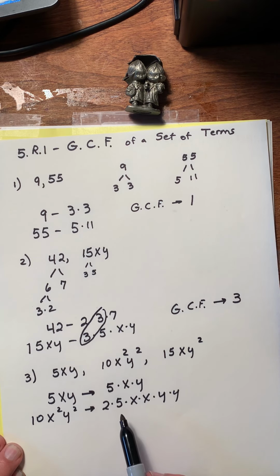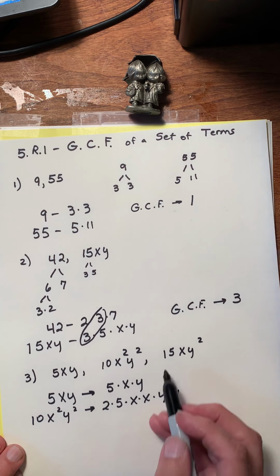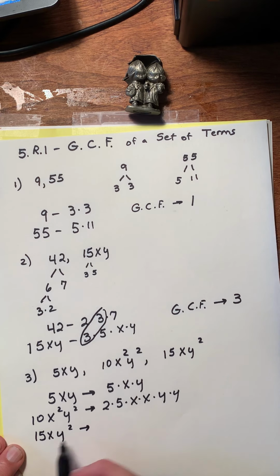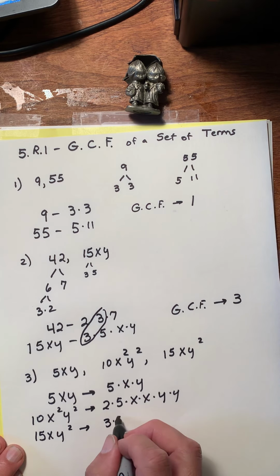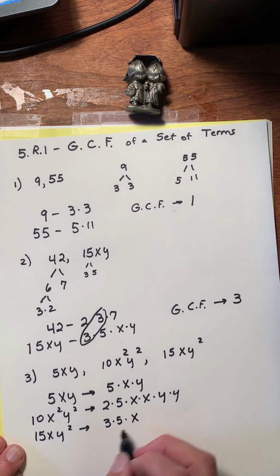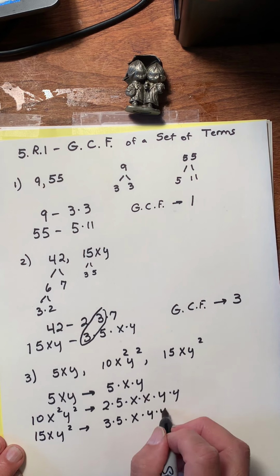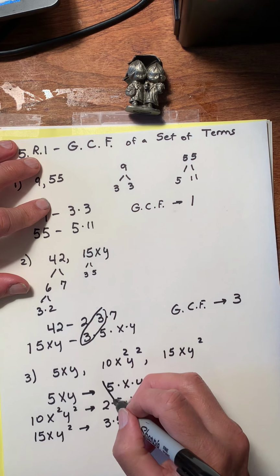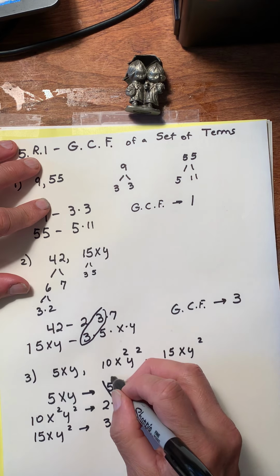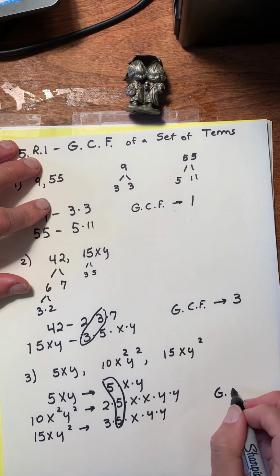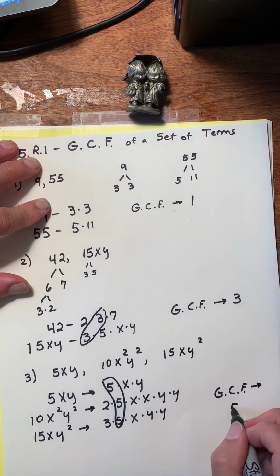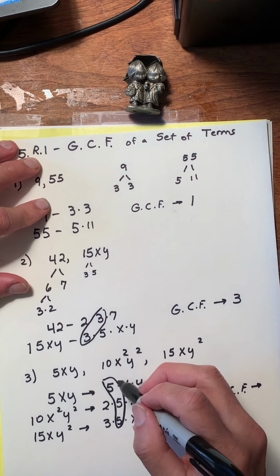I'm giving you a foolproof method in case you have any difficulty at all. 15xy squared. That's 3 times 5. Got 1 x and 2 y's. All right, let's see what the 3 lists of factors have in common. First of all, they've got a 5 in common, don't they? So my greatest common factor includes 5. Let's see what else they got.